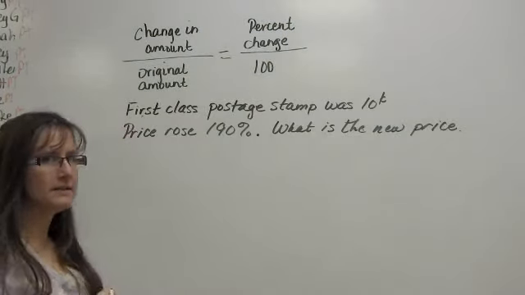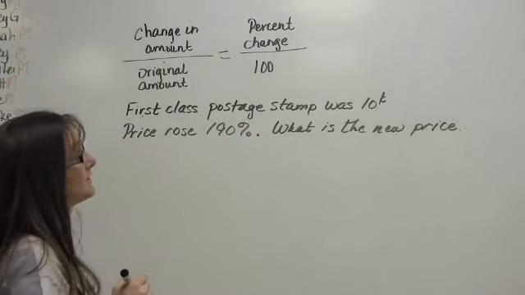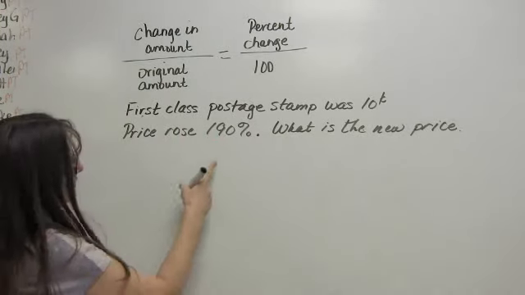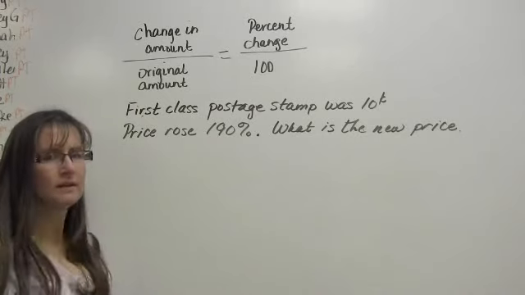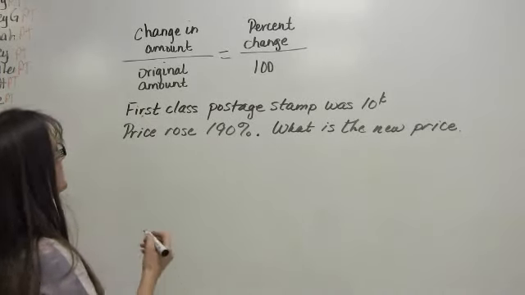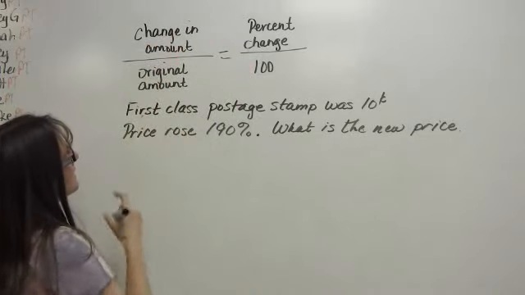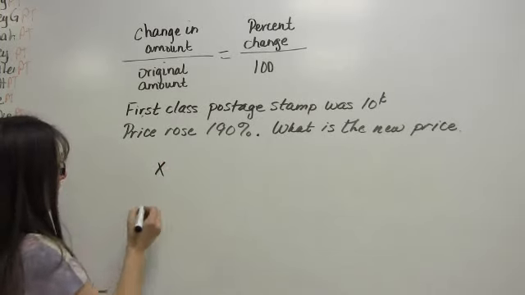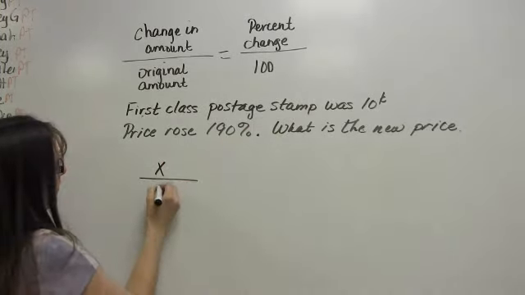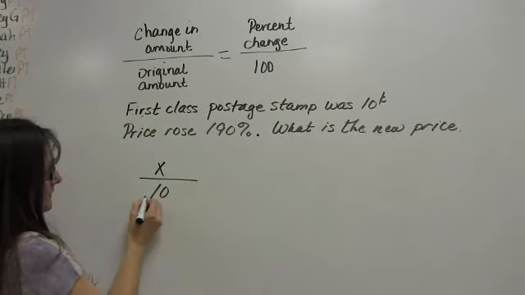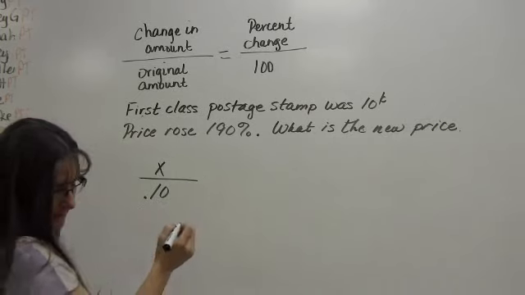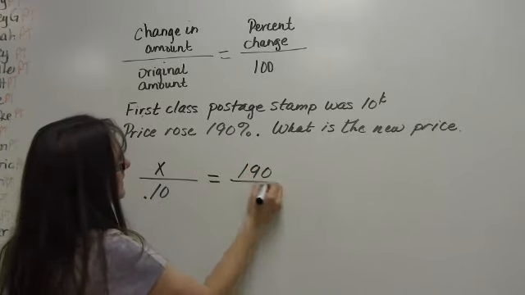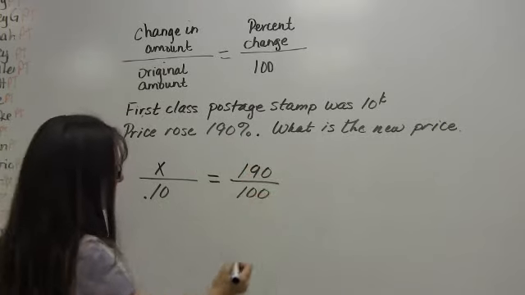Let's try that problem again in context. Here I have a first class postage stamp that was 10 cents in 1974. By 1991, it had risen 190%. What is the new price, the price of the stamp in 1991? So we can go ahead and plug into this formula the change in amount. Well, I don't know what the amount is. I know that the original amount was 10 cents, and we're going to represent that with 0.1. And then I also know that that's going to be equal to the percent change, which is 190 over 100.